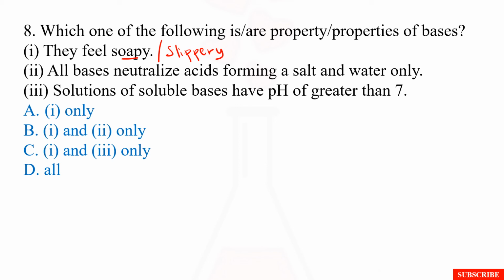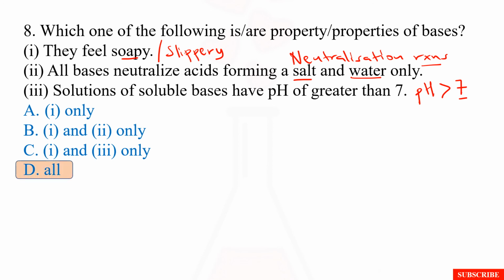Neutralizing, like we had seen, bases tend to neutralize acids or the other way around to form salt and water as the only products. And we said these kinds of reactions have a special name known as neutralization reactions. So it is true, bases will neutralize acids. Solutions of bases will have a pH greater than 7. Yes, from the pH scale, anything having a pH greater than 7 will be considered basic. As such, Roman 1, Roman 2, and Roman 3 are correct. So the best option here becomes D. All of them are true.